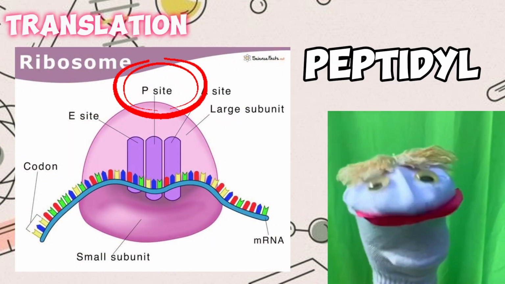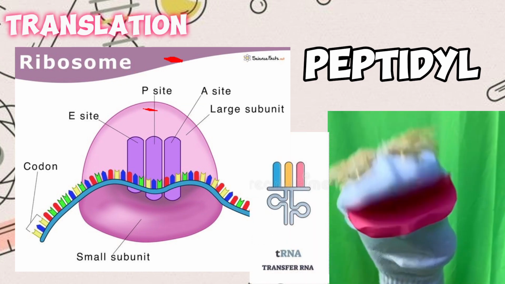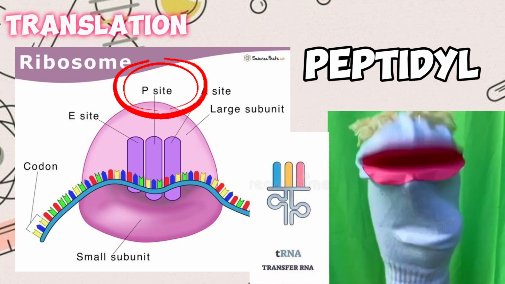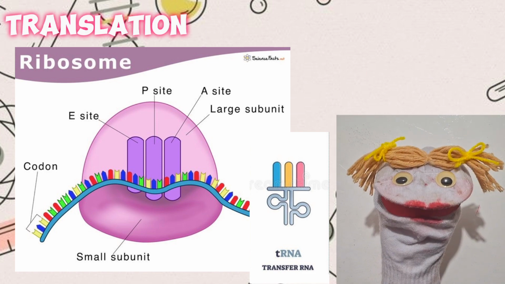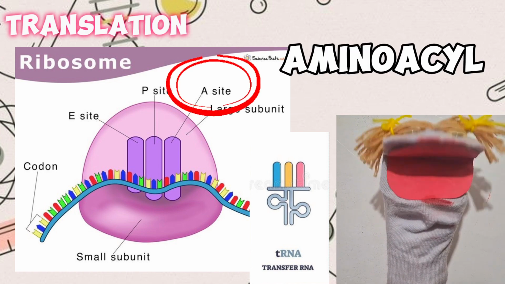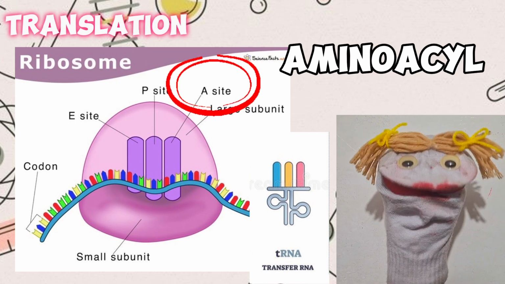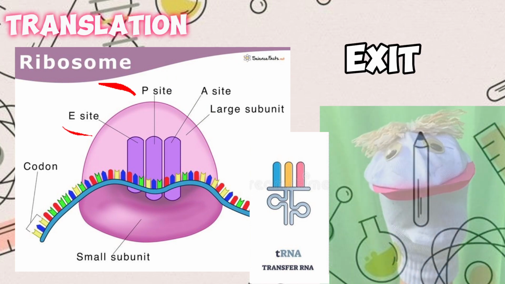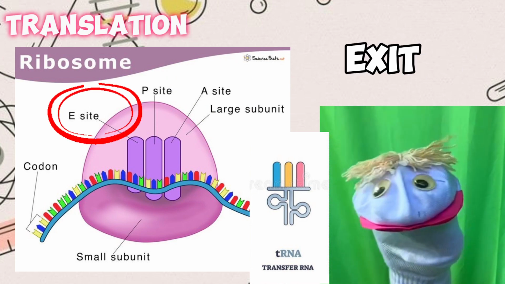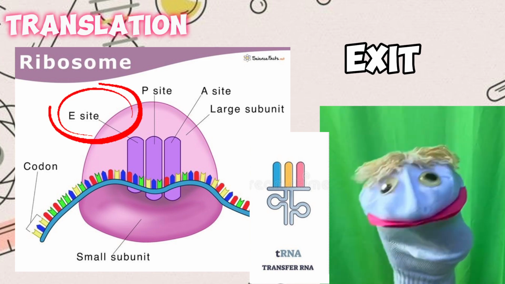The P site, or peptidyl tRNA binding site, is where the tRNA of a growing chain of amino acids is located. The A site, or aminoacyl tRNA binding site, holds the tRNA that carries the next amino acid that will be added to the chain. And the E site, or the exit site, serves as a holding place for the discharged tRNA before leaving the ribosome.